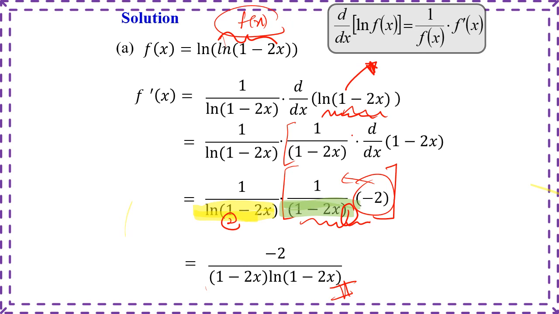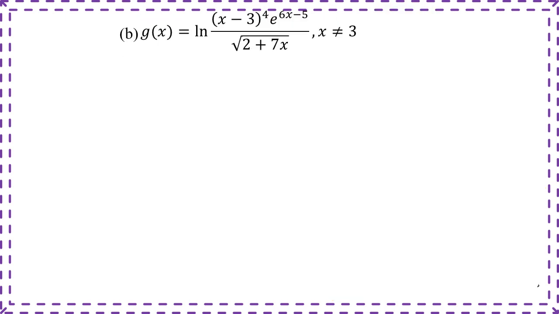Okay, now for question B. The last question B, we have g(x) of natural log of everything here. Okay, now it looks complicated, right? If you want to differentiate directly the logarithmic function, we have to do 1 over everything and then differentiate everything. Okay, but you can make it easier. How?